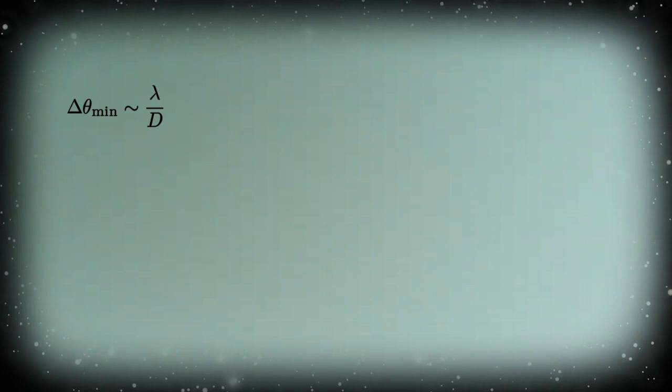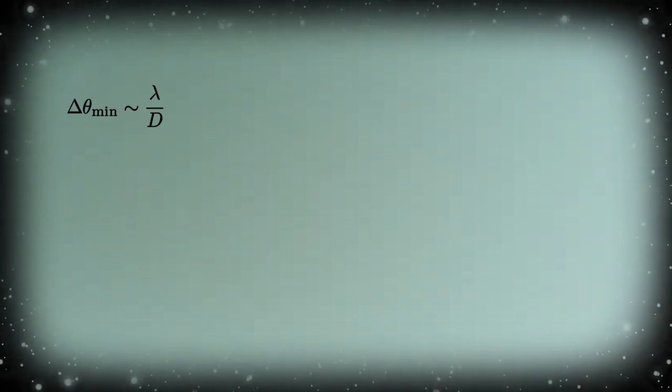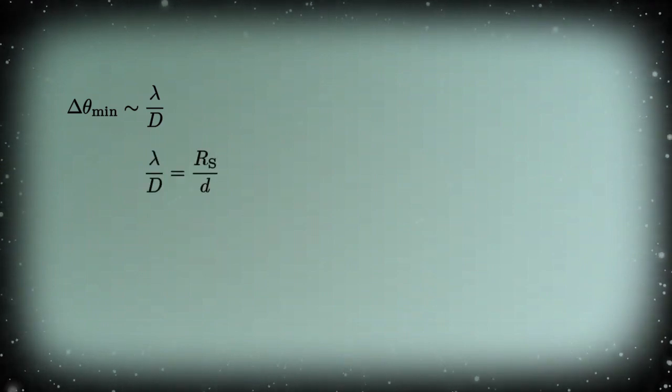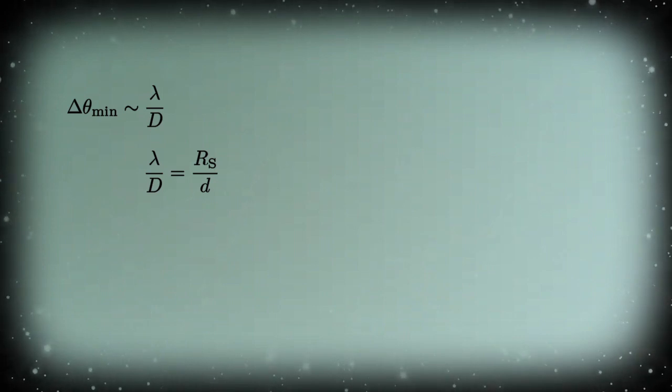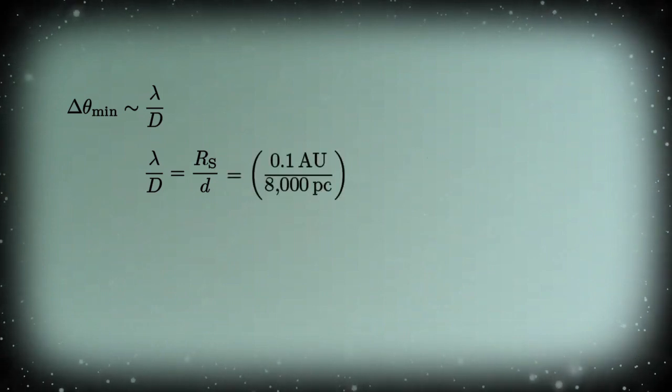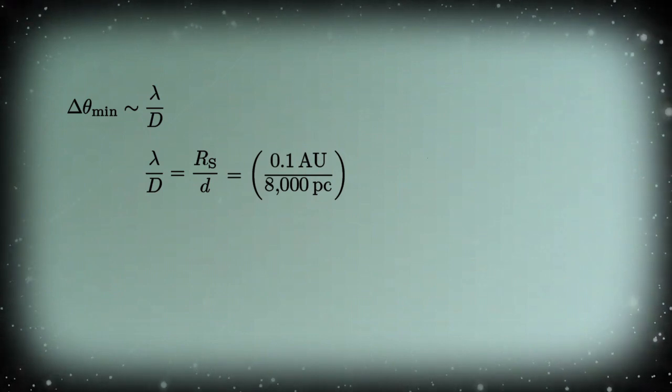Let's figure out how big a telescope we would need. Remember, the fundamental limit on the angular resolution of an image, delta theta min, is the diffraction limit, which is on the order of lambda over d, where lambda is the wavelength of light and d is the diameter of our telescope. So how big of a d do we need to resolve details on the scale of the Schwarzschild radius, 0.1 AU? We can find out by setting lambda over d equal to the angular size of the Schwarzschild radius. That's 0.1 AU divided by 8,000 parsecs, the distance to the galactic center.